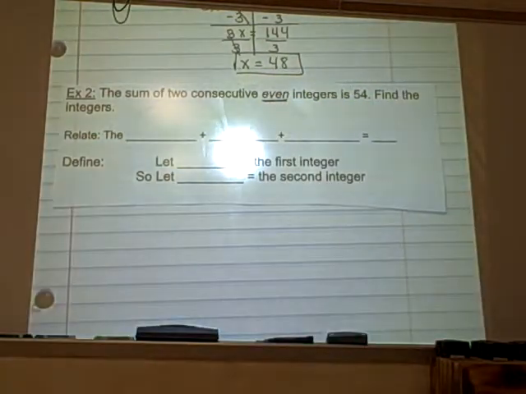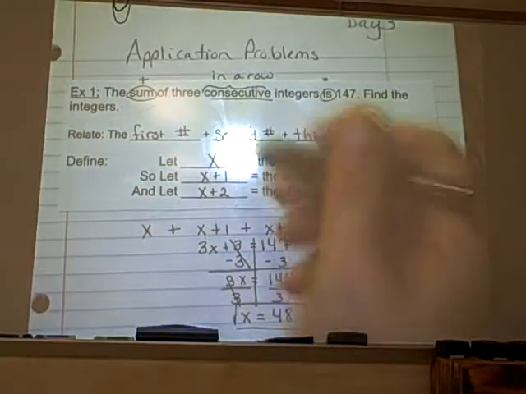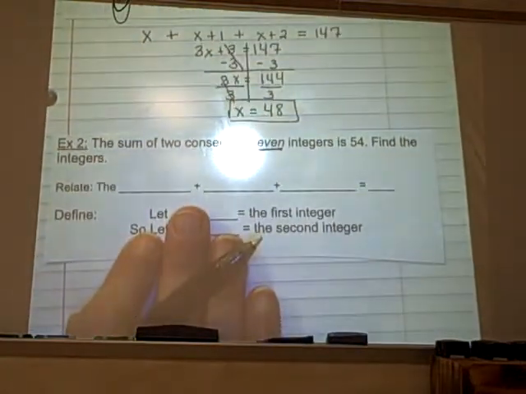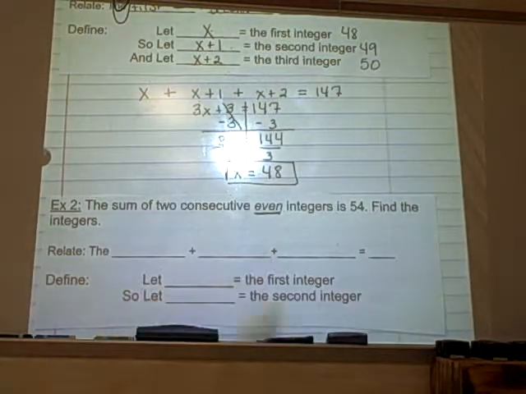Because when you are counting even numbers, you're skipping by how many? 2 every time. So up here, we're counting by 1s. Down here, we're counting by 2s. So that's going to change some things in just a minute.